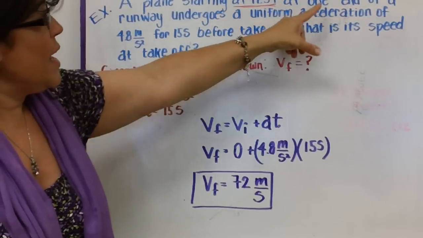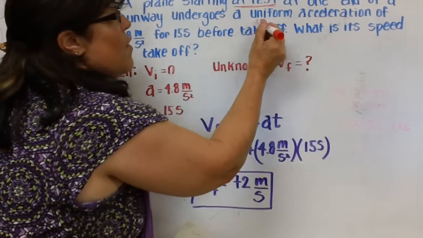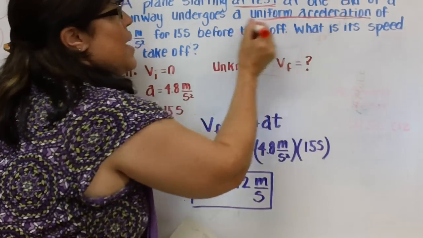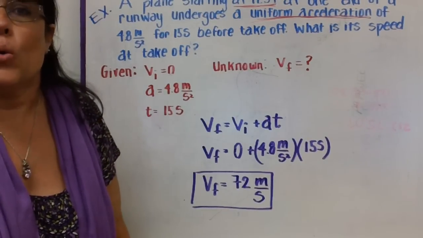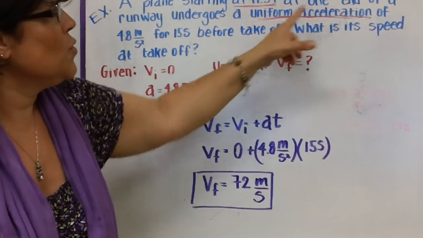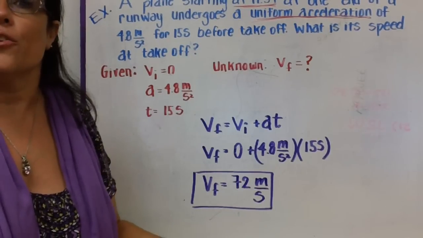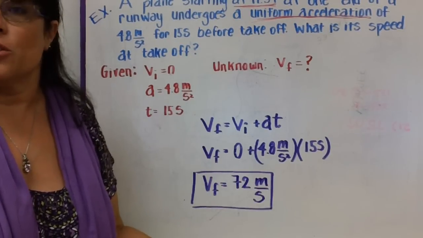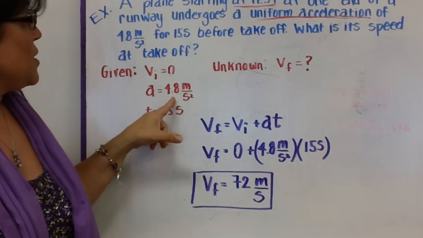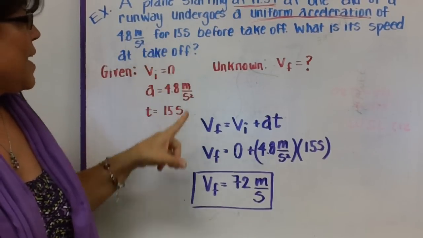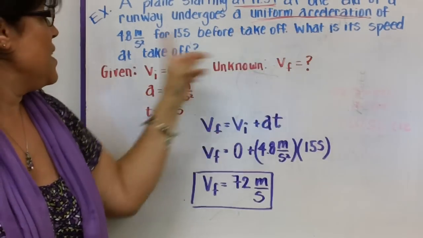Then we're going to look at "one end of a runway undergoes a uniform acceleration." Right here, the word uniform acceleration is the same as a constant acceleration. It's not changing. So we know, because of this word uniform acceleration or the word constant acceleration, we can use the equation that we just derived. So we know that acceleration is 4.8 meters per second squared for 15 seconds, that's our time, before takeoff. What is its speed at takeoff?